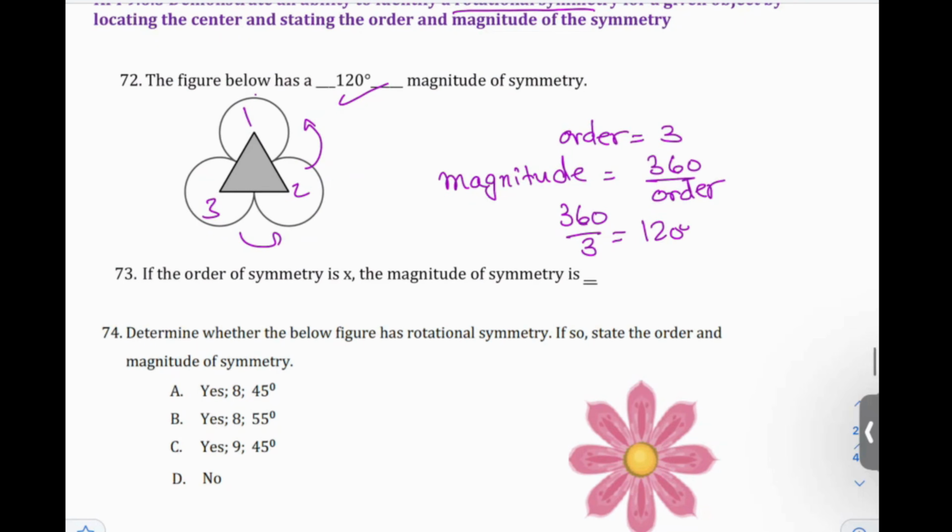So here it is asking how you can find the order of symmetry. If the order of symmetry is x, what is the magnitude? So the magnitude is 360 divided by x.